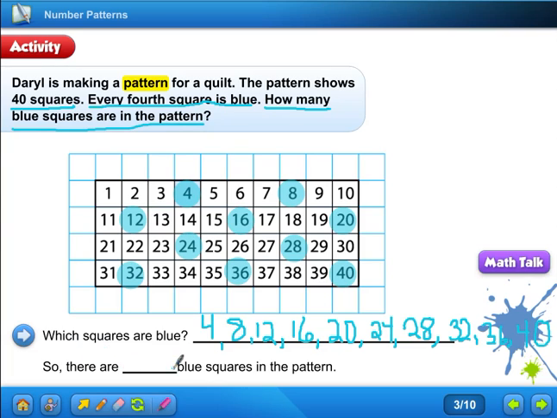So there are blank blue squares in the pattern. So all you need to do is count them up. 1, 2, 3, 4, 5, 6, 7, 8, 9, 10. 10 blue squares in the pattern.